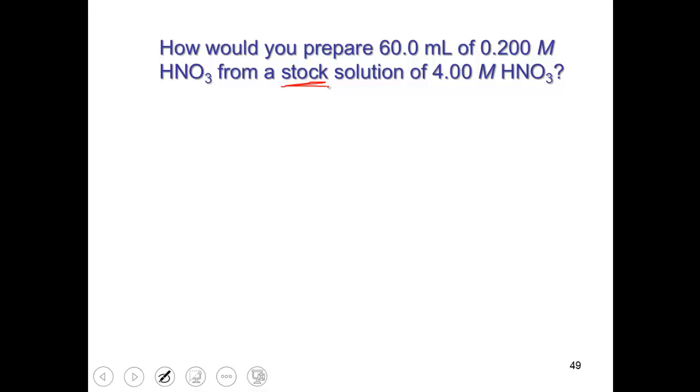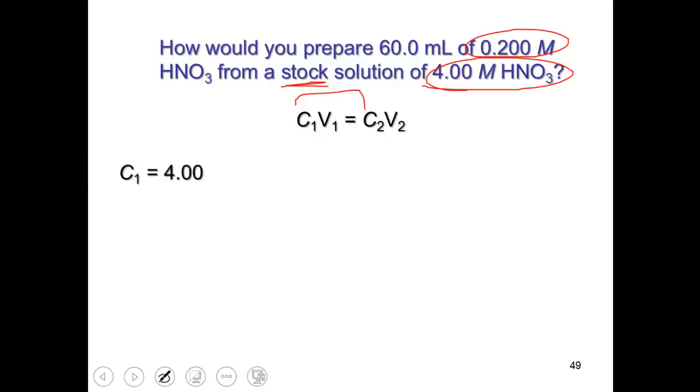So what we want to do is, of course, use the dilution equation. And the reason why I want to is they have two different concentrations of the same chemical. So I know I'm going to have to use this equation because it has two different concentrations. So let's first of all look at C1. What is the initial concentration? Well, it's 4 molarity, okay?